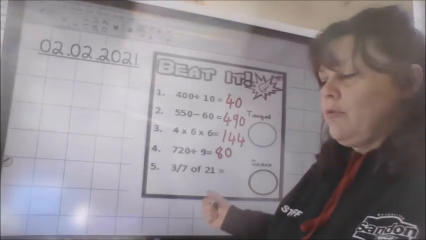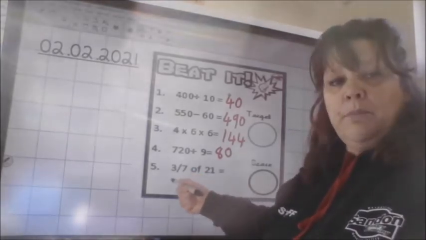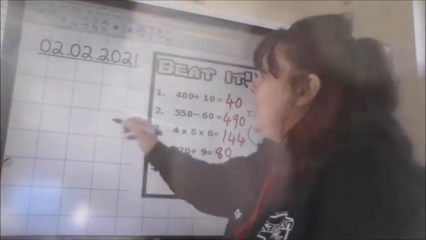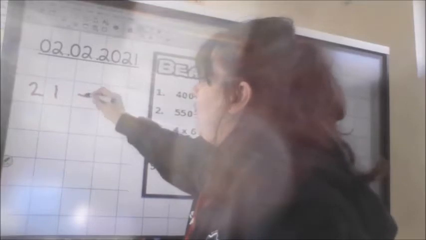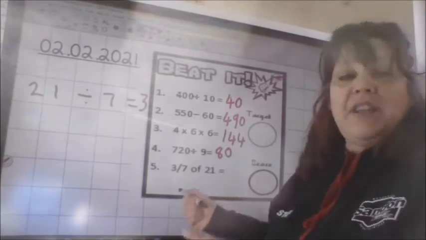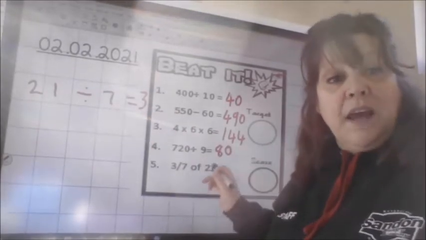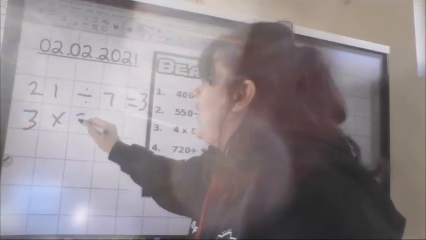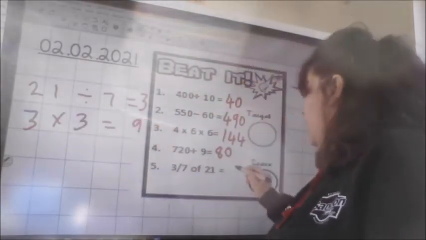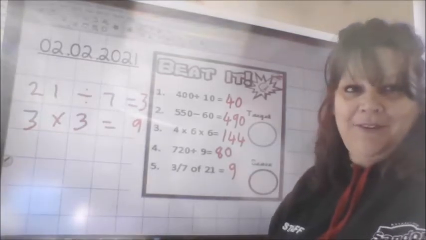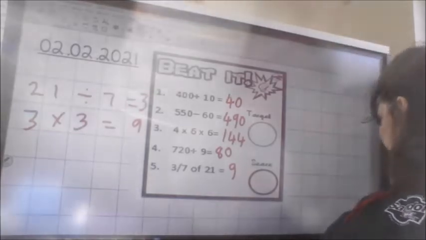3/7 of 21. Remember, we divide by the denominator and multiply by the numerator. So 7s into 21 goes 3. So 21 divided by 7 equals, I'm going to squeeze it on there, 3. But that would only give me 1/7. I need 3/7. So I need to multiply this now by our numerator. So 3 times 3 equals 9. So my answer is 9. How did you get on? Hopefully 5 out of 5. Right, let's move on then.